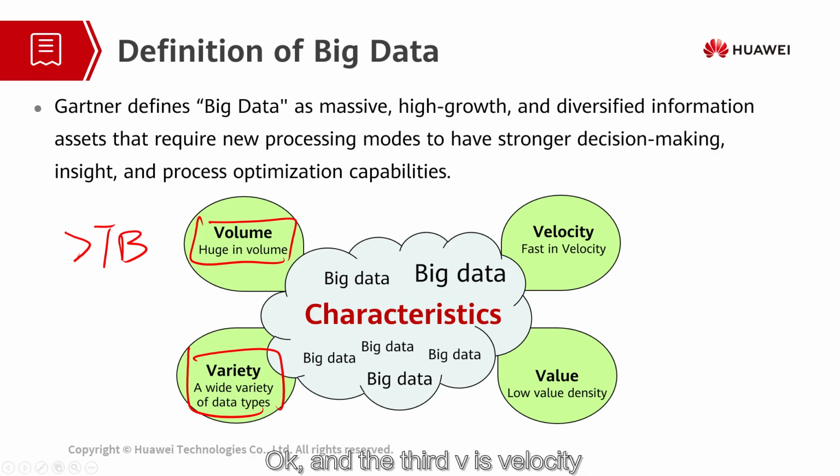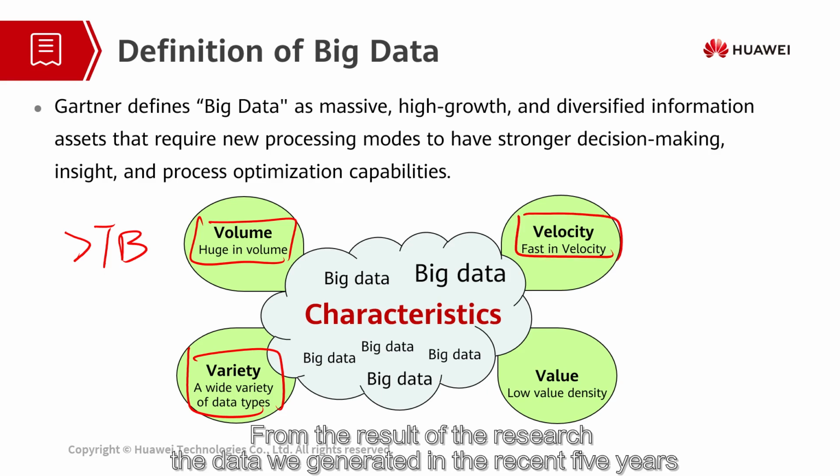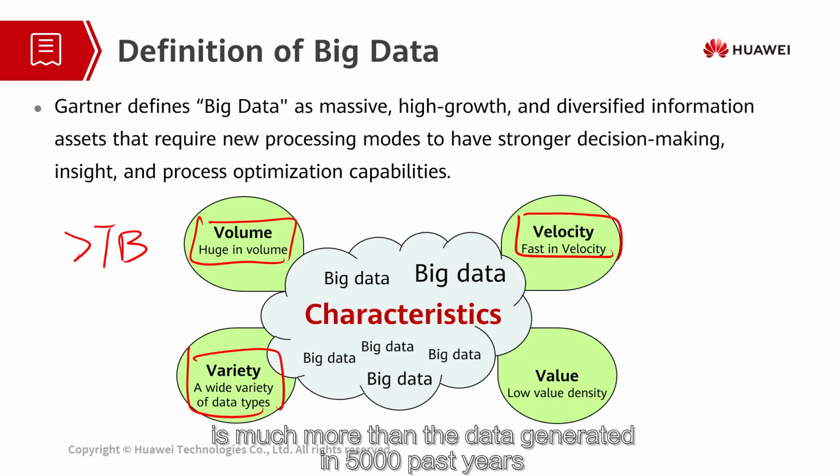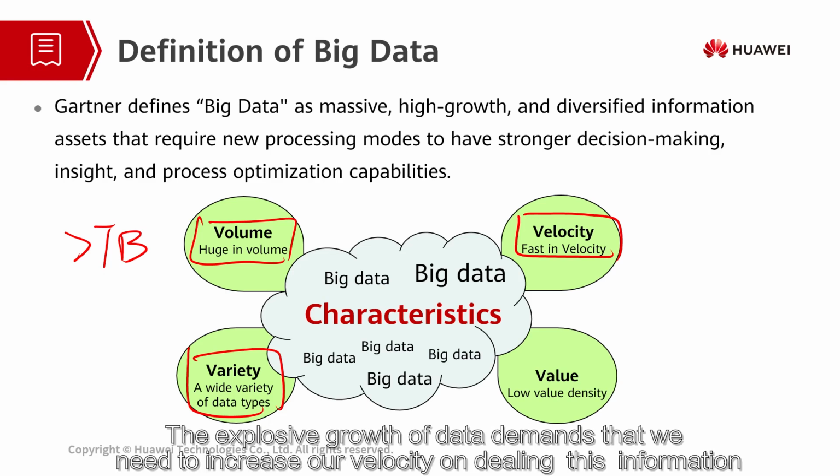Okay, and the third V is velocity. From the results of research, the data we generated in the recent 5 years is much more than the data generated in the past 5,000 years. The explosive growth of data demands that we increase our velocity in dealing with this information.